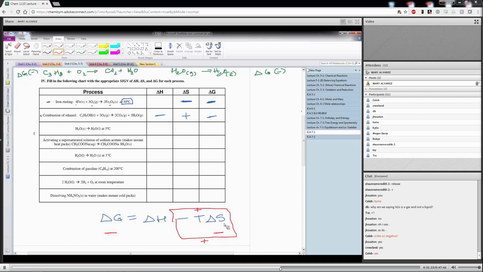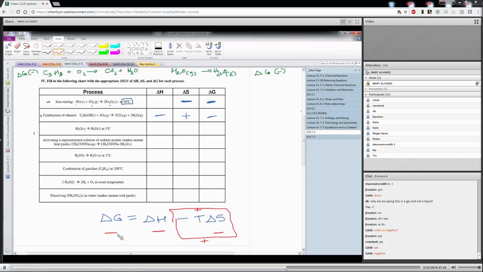Okay, so we knew that delta S was negative, but when I plugged it into the T delta S, a positive times a negative becomes negative. Subtracting a negative would make this a positive contribution. Well, we know that this is spontaneous. We know that this is negative. So if this is making things more positive, then my delta H has to be what in order to make this equal a negative value? Has to be negative.